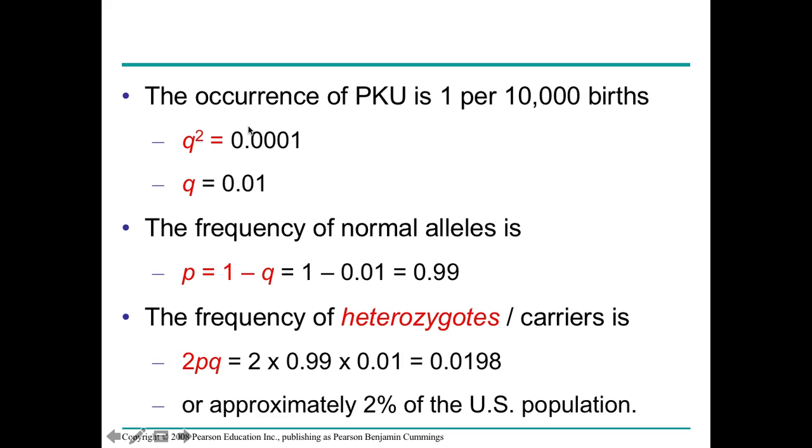Okay? So, PKU happens 1 in 10,000 births. 1 divided by 10,000 equals 0.0001. We want to take away that squared, so we move our decimal point over 2, and that means that Q equals 0.01. So if we take the equation from a couple slides ago, P plus Q equals 1, and we subtract 0.01, because Q equals 0.01, we get 0.99. So P equals 0.99, and then we just plug in that 0.99, 0.01, and then we multiply it by 2.